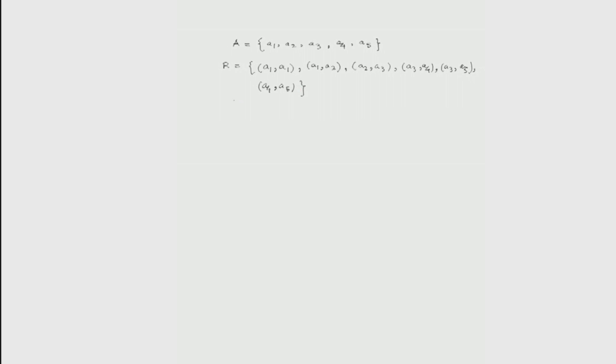If we check the matrix corresponding to R according to the ordering given in A, then this matrix is of this type. This is 1, 1, 0, 0, 0, then we have 0, 0, 1, 0, 0 for A2, A3, then we have 0, 0, 0, 1, 1, and lastly we will have 0, 0, 0, 0, 1, and the fifth row is all 0 because A5 is not related to anything. So, we have an all 0 fifth row.